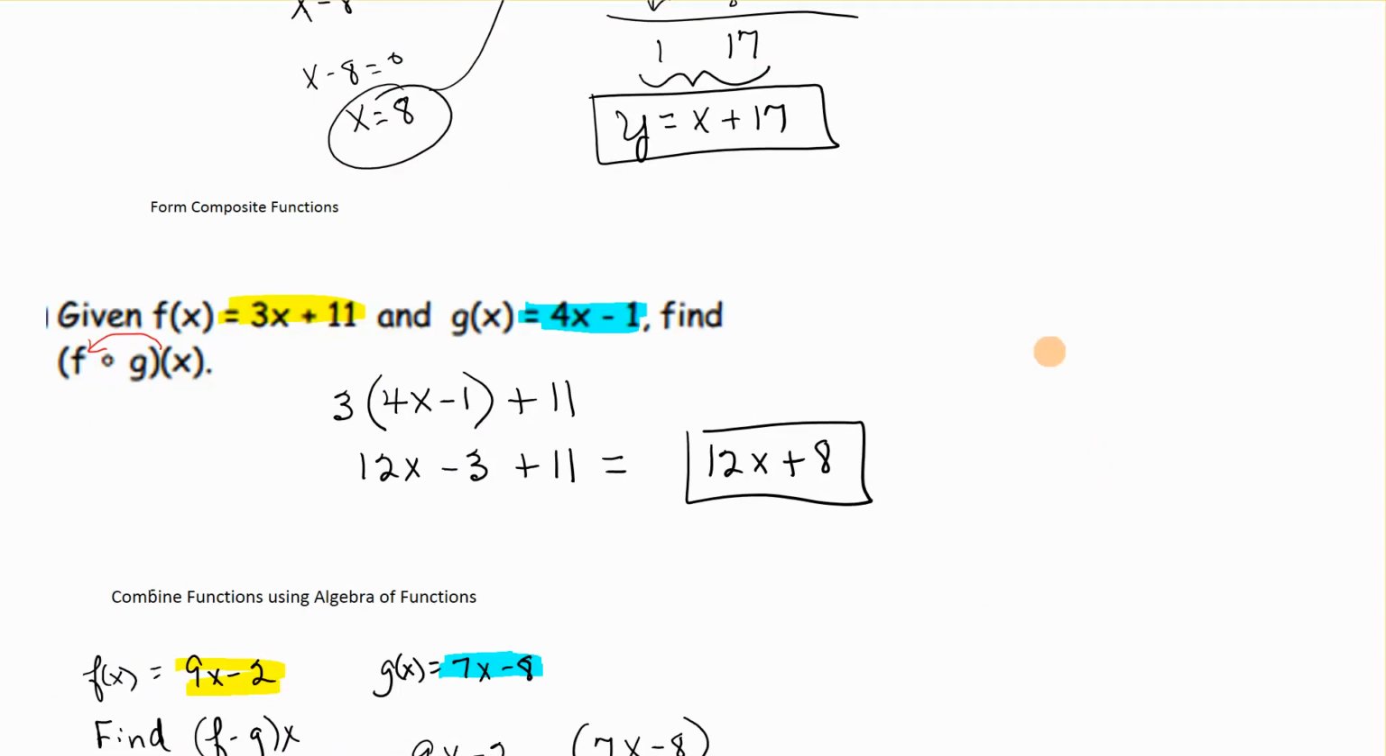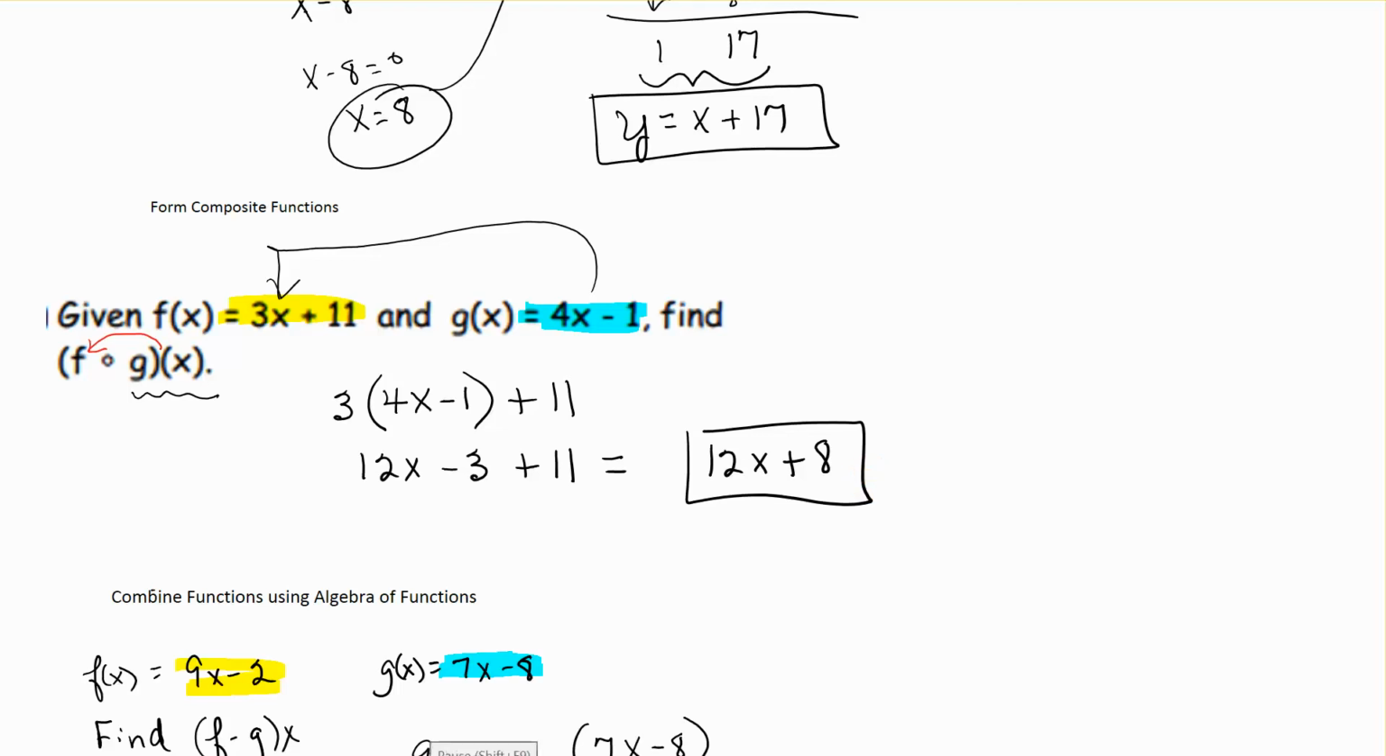We need to be able to find compositions of functions. And so if you were given this, you would be given f of x and g of x and asked to find f of g of x. Well, I like to think I'm taking this part and putting it into this part, always right to left. So I'm going to take this blue thing and put it in for x there. So 3 parentheses, this whole blue thing, plus 11. Do your distributing. You end up with 12x plus 8.